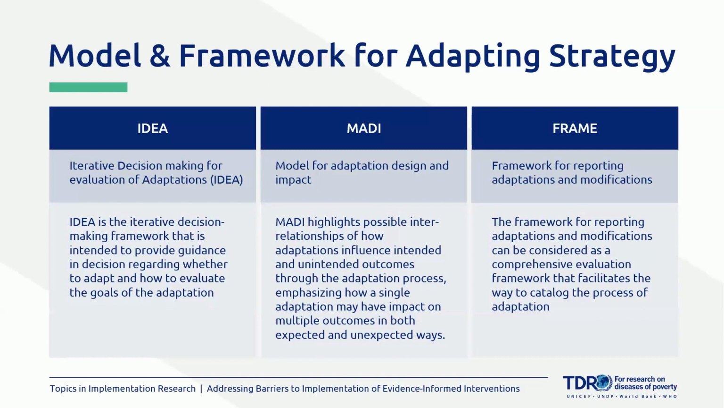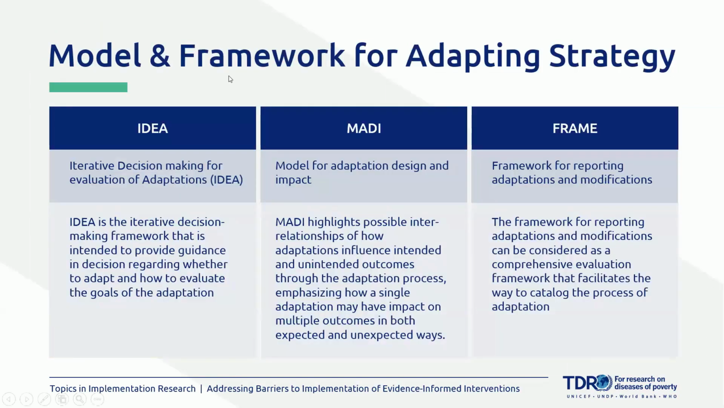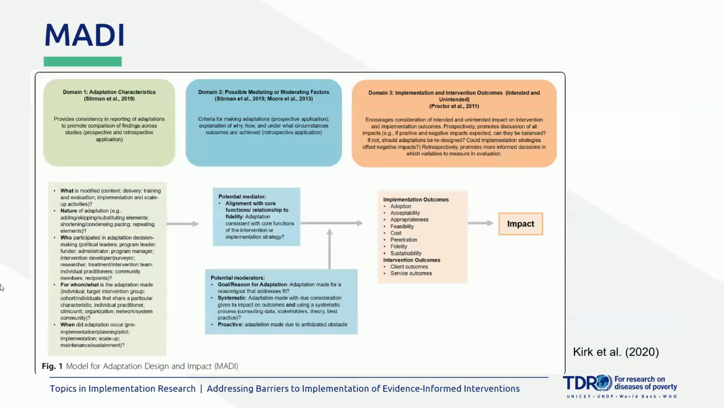Then the other framework is the MADI framework, the model for adaptation design and impact. What this framework offers is a systematic assessment of intended and unintended impact on outcomes. The MADI framework borrows from a couple of other frameworks, but mostly from the FRAME framework, which I'm going to talk about in a bit. I'm also going to show you what the MADI framework is about, and how it differs from the FRAME framework, once I introduce the FRAME framework. So what MADI does, maybe I'll just go to the framework.